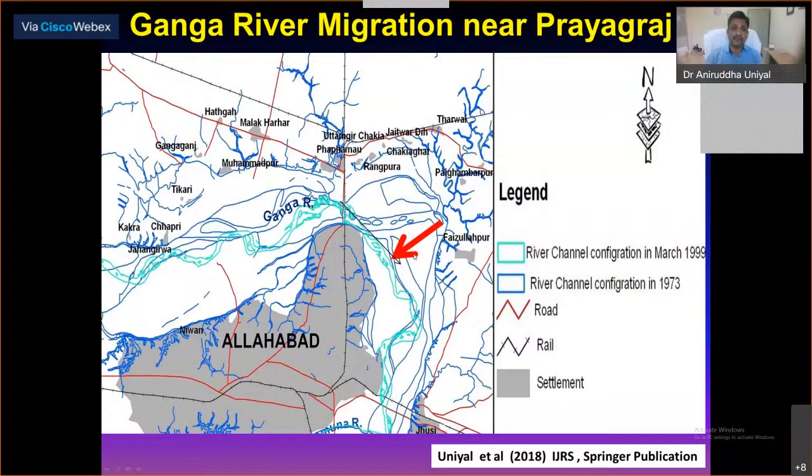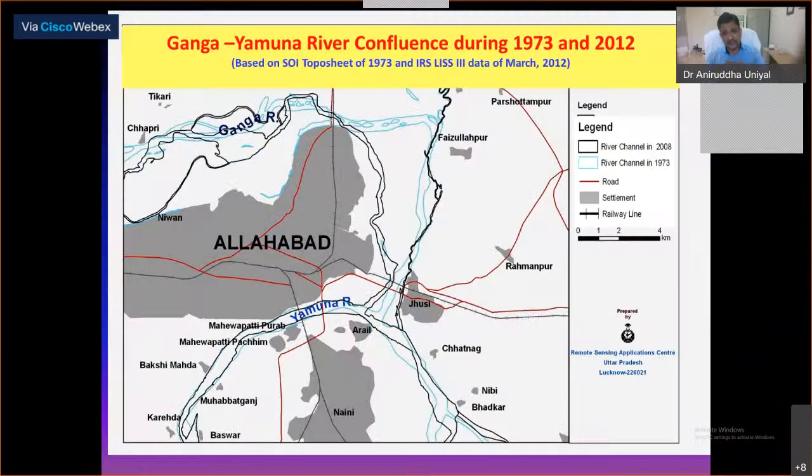A satellite image of 1999 was taken, and then the river channel was drawn. It is shown with this particular color, and then again the image of 1973 was taken, and the channel was drawn from that. It was superposed on GIS, and then we can see how much the change has been in a particular direction. This is another example wherein we are monitoring between 1973 and 2012, and you see that this is around 2.5 kilometers of southwesterly migration.